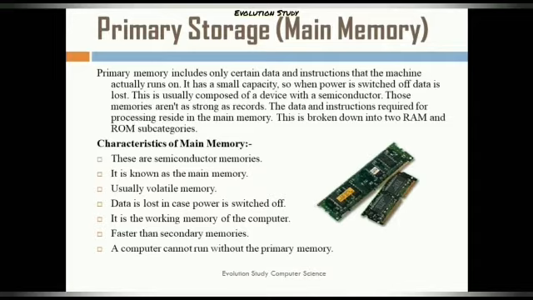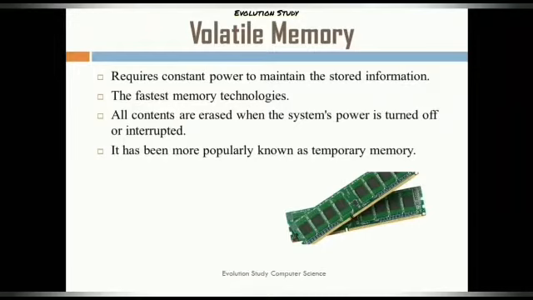Now the characteristics of main memory are: these are semiconductor memories. It is also known as the primary memory. They are usually volatile in nature. The data is lost in case power is switched off. It is the working memory of the computer. It also runs faster than the secondary memories. A computer cannot run without a primary memory. Volatile memory requires constant power to maintain the stored information. It is among the fastest memory technologies. All contents are erased when the system's power is turned off or interrupted.